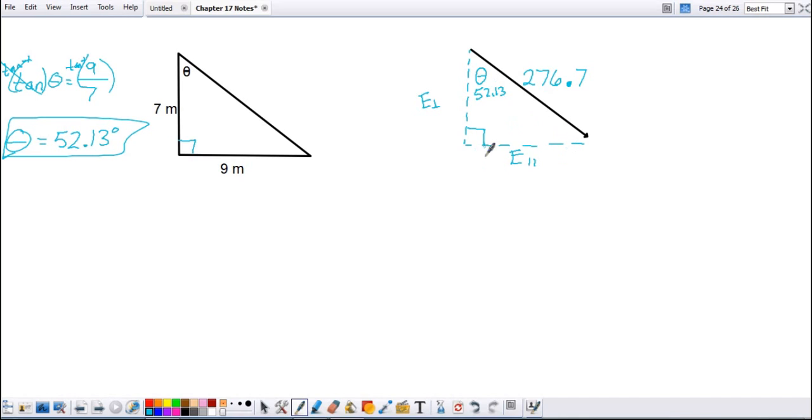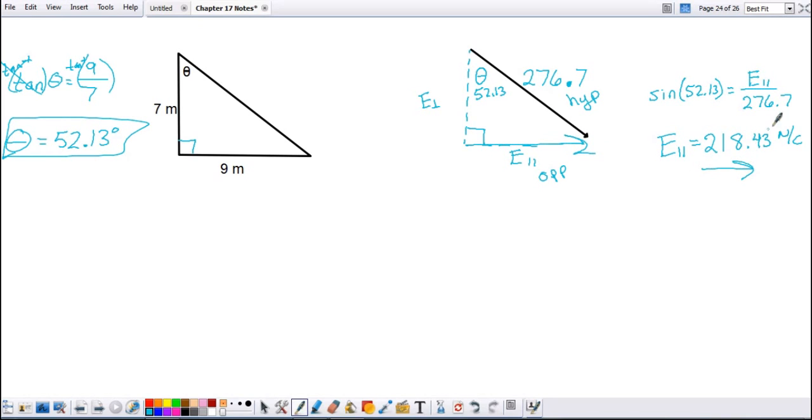Now we can continue using some trigonometry to find the sides. Let's find this parallel side first. This is the opposite, and we know the hypotenuse with this angle, so we're going to say the sine of 52.13 is equal to the opposite, the parallel component, over the hypotenuse, 276.7. Multiply both sides by 276.7, and we get the parallel component is 218.43 newtons per coulomb, and this component is pointing to the right.